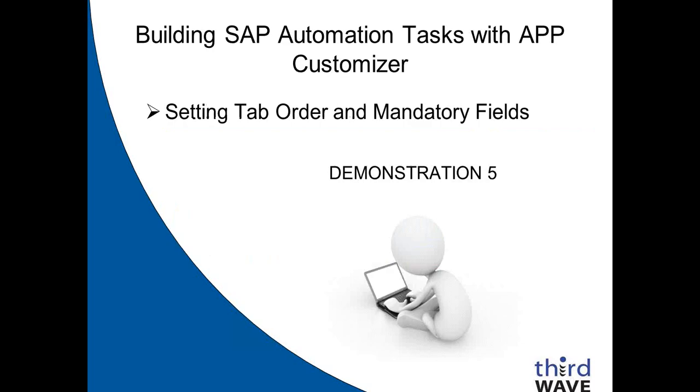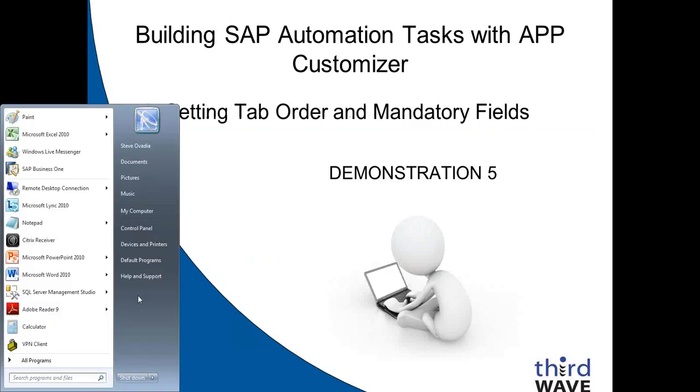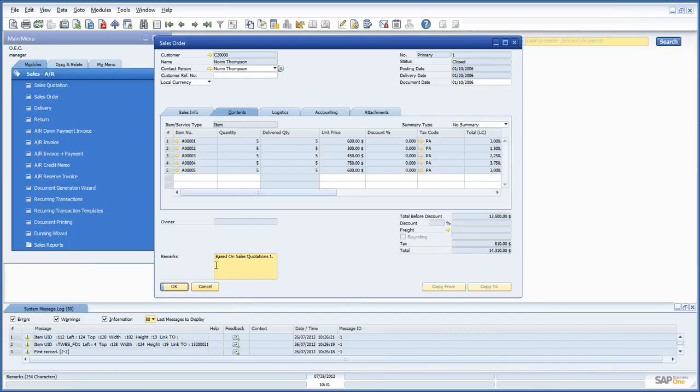Okay, so this takes us to our fifth demonstration, where we will set the tab order and the sales order to go from the business partner code to the delivery date to the customer reference number. And then once we're done with that, we are going to set the customer reference number as a mandatory field, and then we'll take a look at the sales order window behavior after the change.